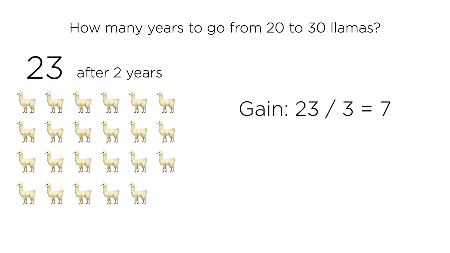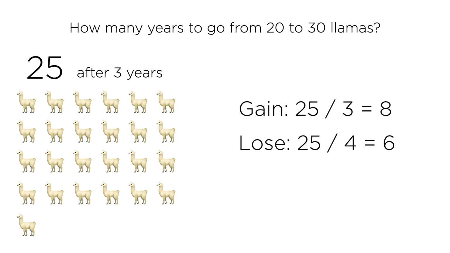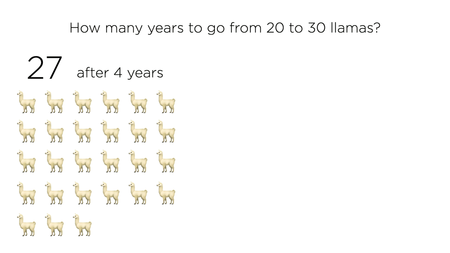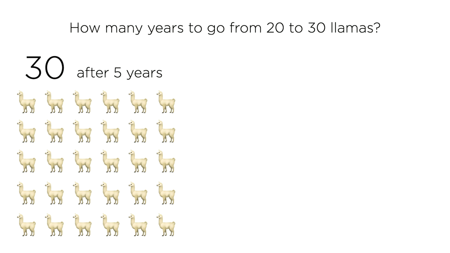After the next year, we would gain 7 llamas, lose 5, for a new total of 25 llamas after 3 years. In the next year, we would gain 8 llamas and lose 6, for a new total of 27 llamas after 4 years. And then in the 5th year, we would gain 9 llamas and lose 6, for a total now of 30 llamas after 5 years. So the answer to the question, how many years would it take to go from a population of 20 llamas to a population of 30 llamas, is 5 years.